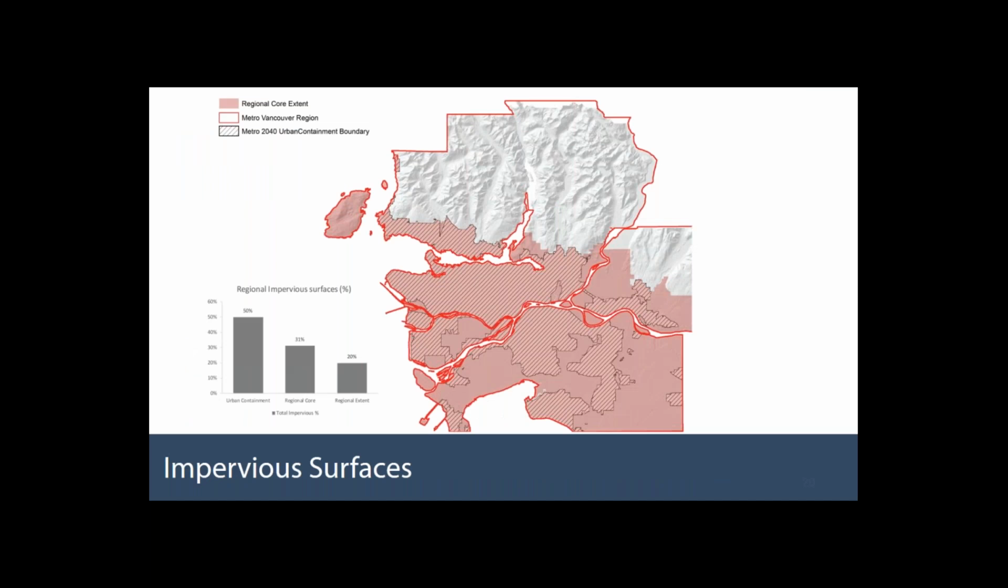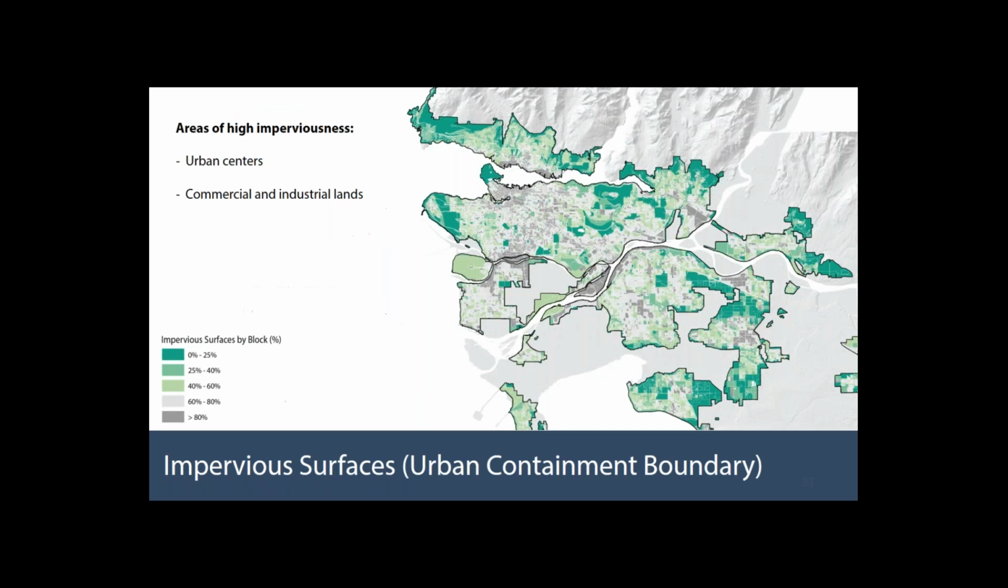And here we have levels of impervious surfaces, again measured for the region, the regional core, and the urban containment boundary. Unsurprisingly, the urban containment boundary, where urban development is focused, has the highest levels of impermeability at about 50%. The regional core has 31% and the region 20% impermeability. And again, we have this information displayed as a percentage by block for the urban containment boundary. Typically areas with low canopy tend to have high imperviousness. So again, urban centres and commercial and industrial lands came through as the areas of highest imperviousness.